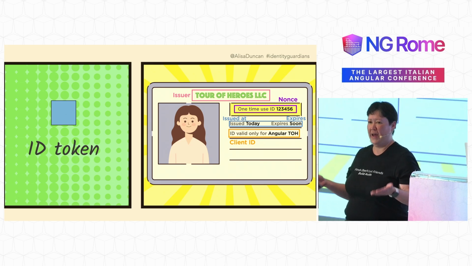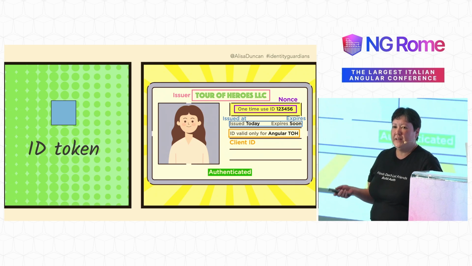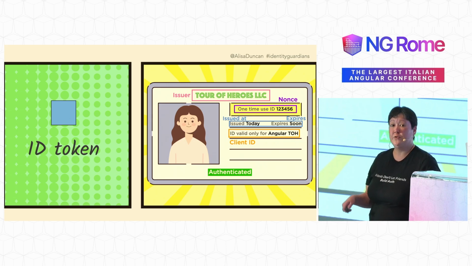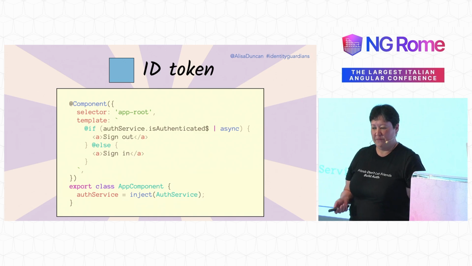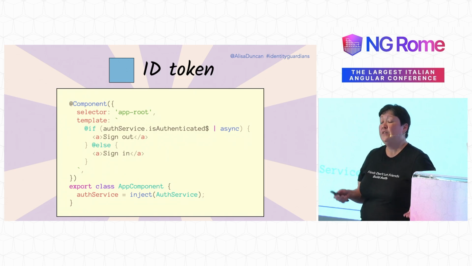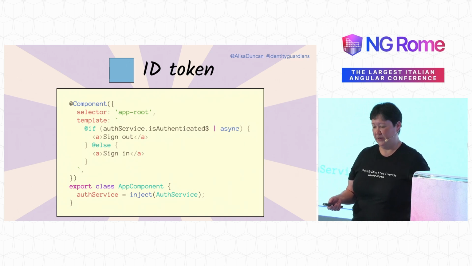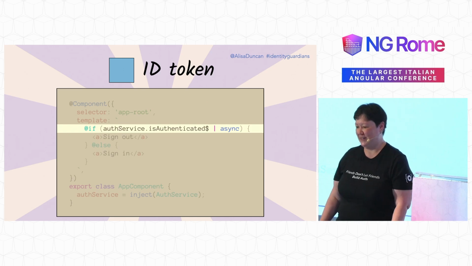And this is only valid for that Angular Tour of Heroes app. That's the client ID. Your OIDC compliant library will check all these things when your ID token returns and deem the user as authenticated or not. We can utilize this information within our code by conditionally showing logic depending on the authenticated state. That OIDC client library will have some method to get that authenticated state for you. So we can bring that in and use that in our control flow or however you want to display authenticated state.